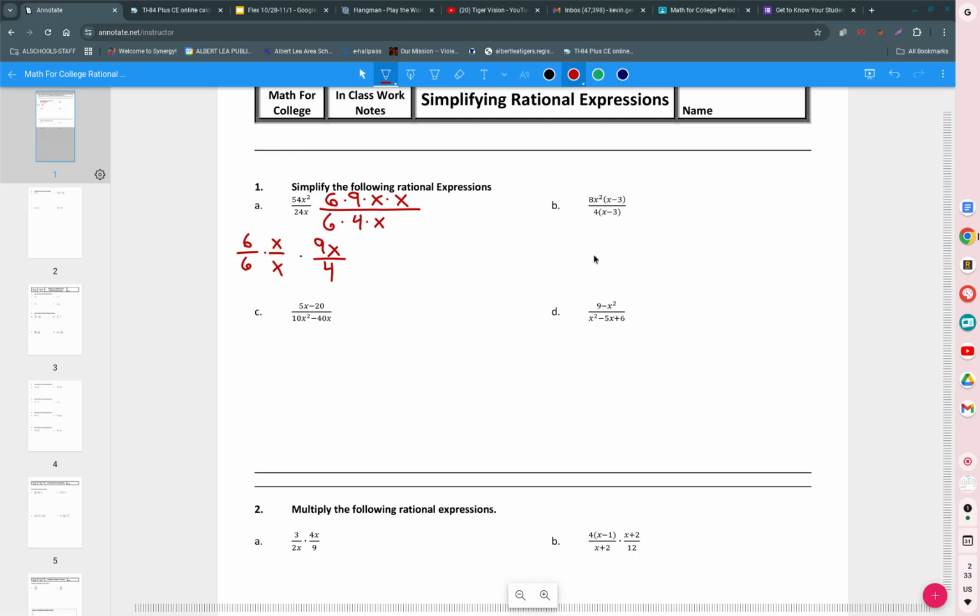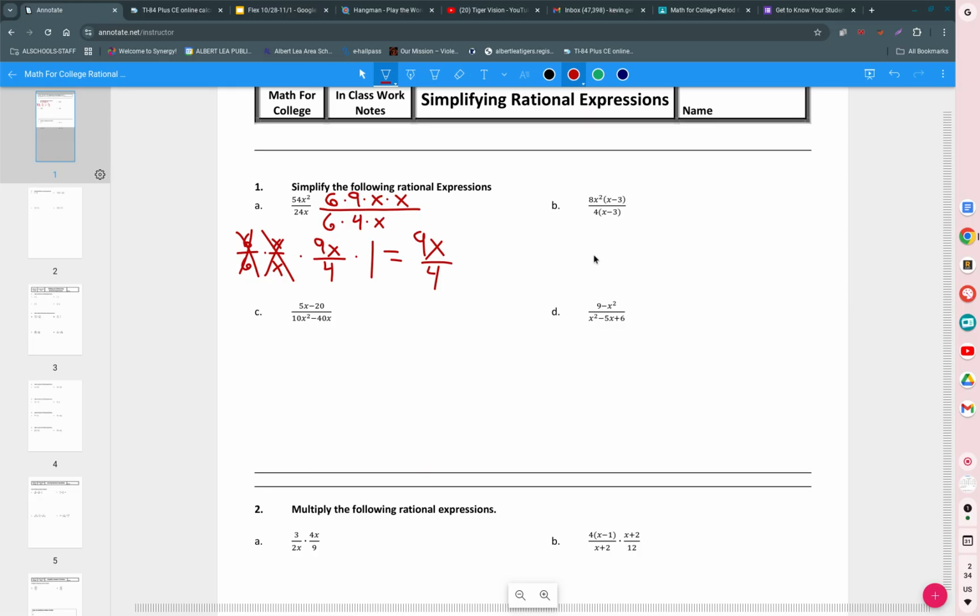Why can I just cancel off the 6's? Because 6 divided by 6 is 1. So they don't just disappear. They don't make 0. They don't go away. It's 6 divided by 6 is 1. And x divided by x is 1. And if you take anything and multiply it by 1, you just get whatever that was. So that's why we can cross it off, because it reduces to 1. And 1 times anything is itself.